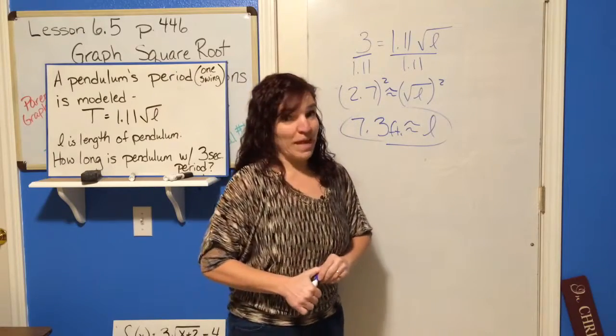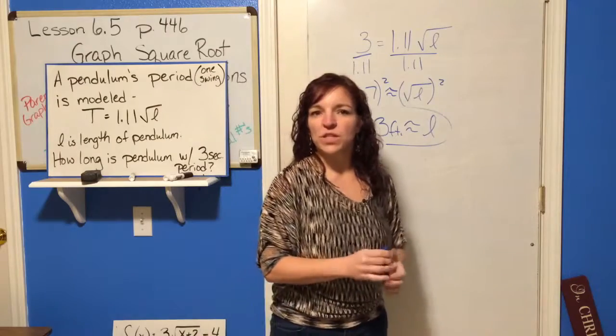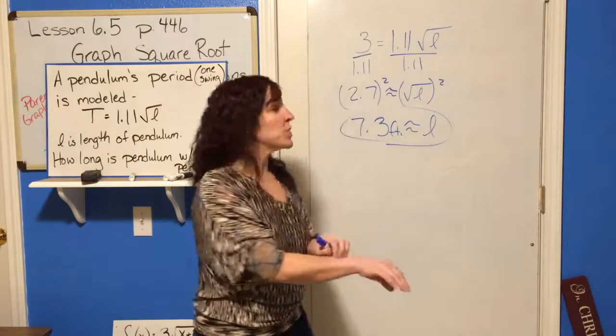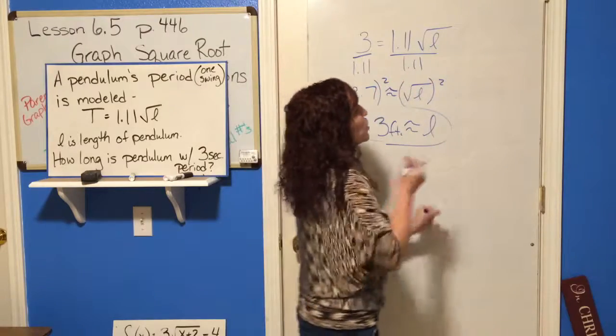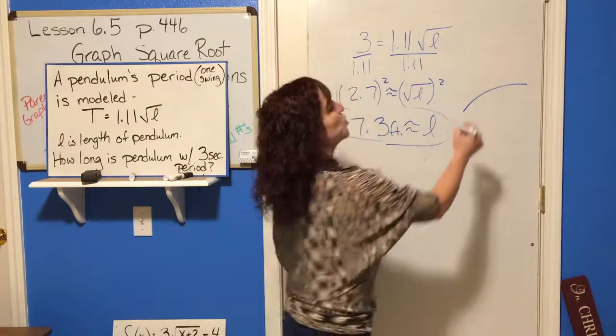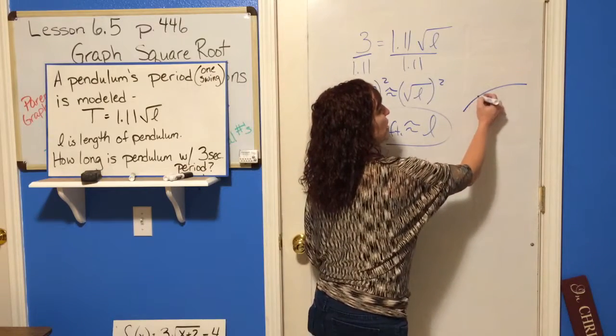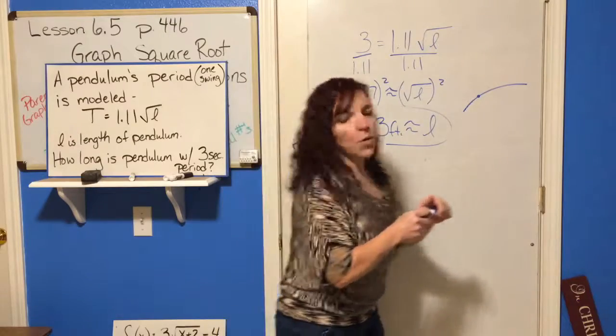So for me, this was actually easier to solve than to plug all of those numbers into the calculator. But if you were to plug it into your calculator, you're going to have a square root graph that looks something like this. And so you would trace along until you got to the 3, and that would be at 7.3. All right. Okay.